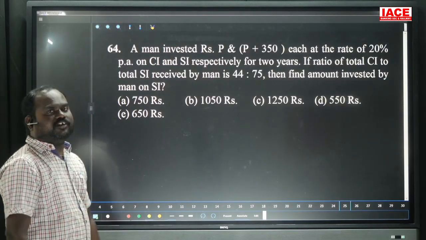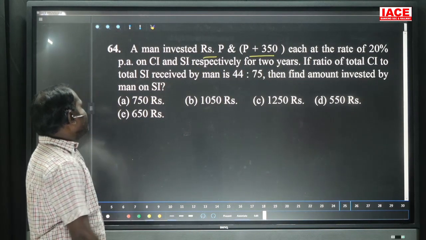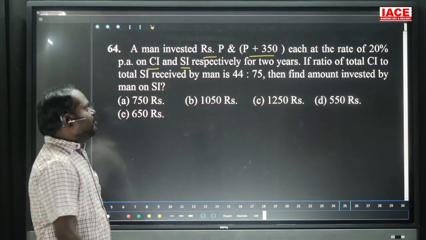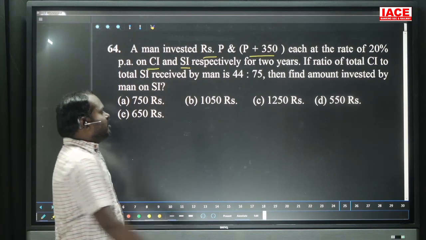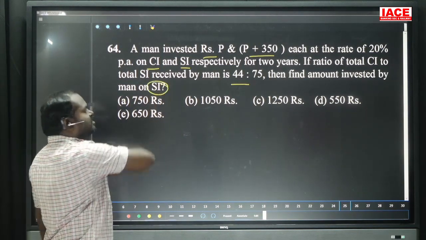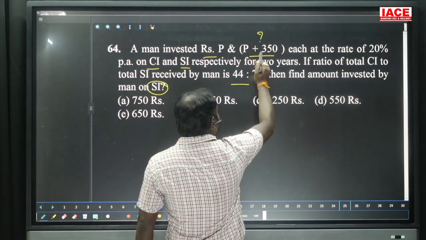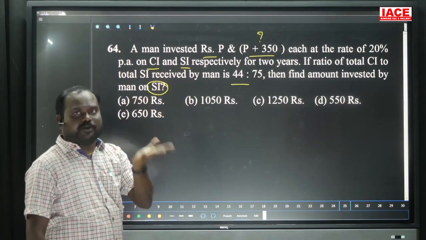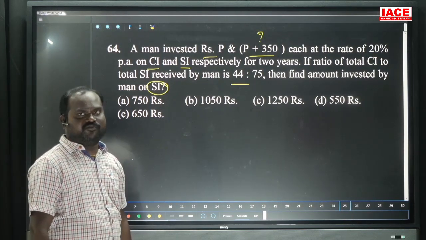64. A man invested rupees P and P plus 350 each at the rate of 20% per annum, compound interest and simple interest. First one is compound, second one is simple, for 2 years duration. If the ratio of the compound to simple received by the man is 44 is to 75, then find the amount invested on simple. The question is asking the amount invested at simple interest. That is the second one, P plus 350. So we can follow the general method, otherwise we can follow options verification.